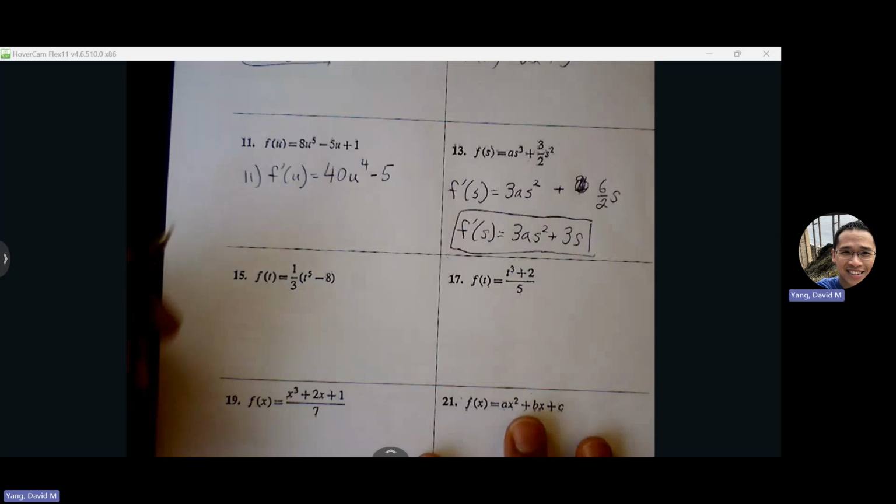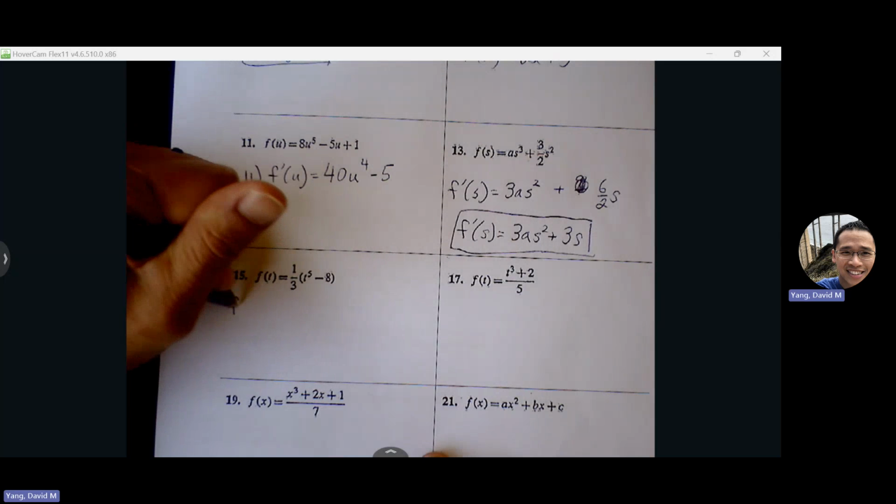Okay, 15, I would resolve the parentheses first before I do my derivative.